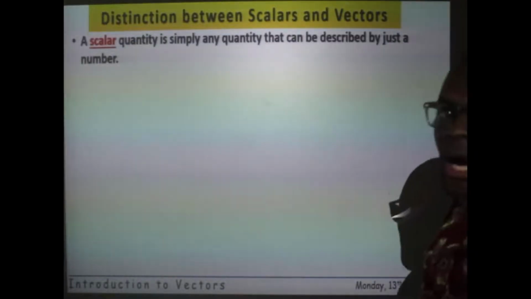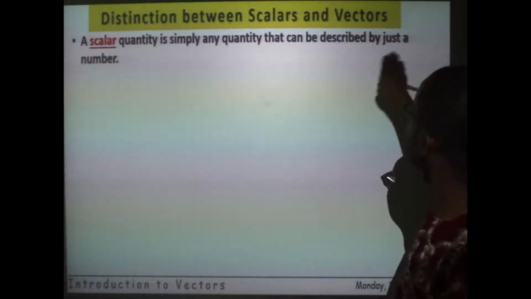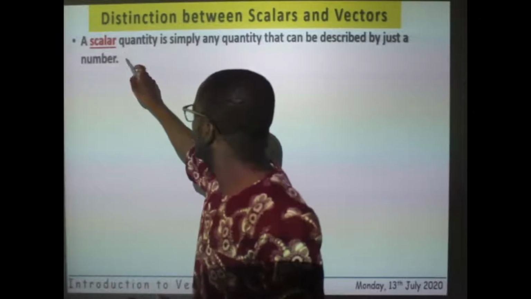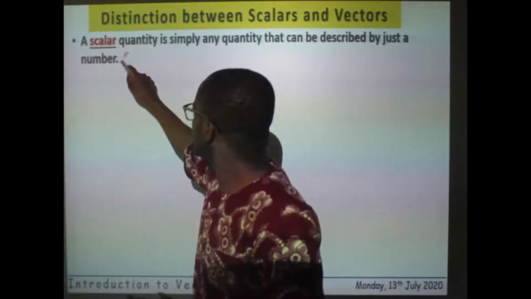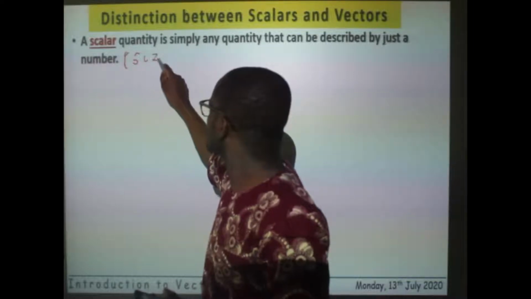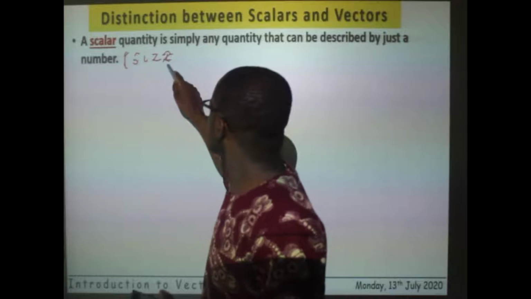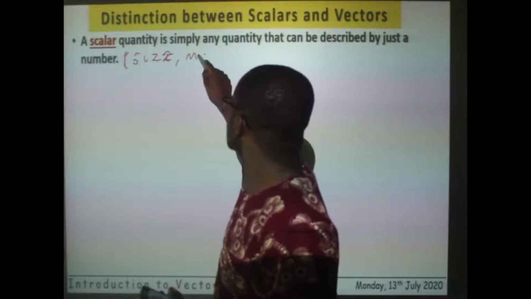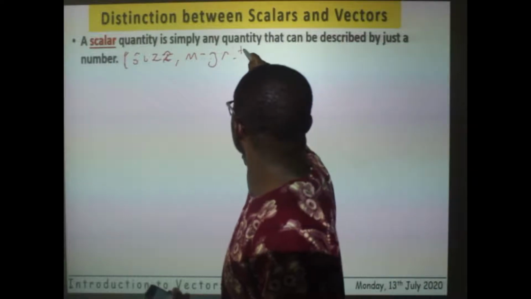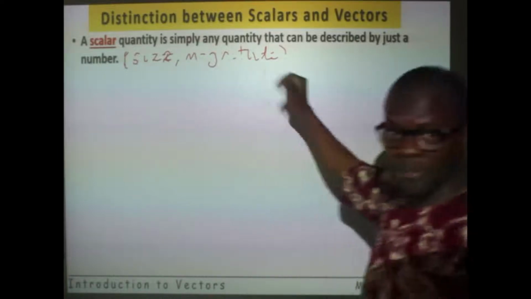Now, a scalar quantity is simply any quantity that can be described by just a number or size, or sometimes, sorry about that, magnitude.